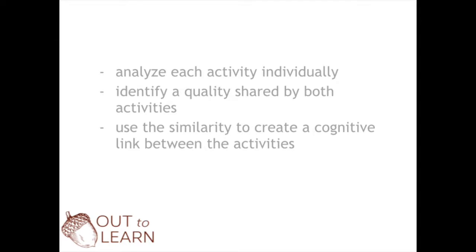This module will teach instructors how to create these transitions in a 3-step process. First, they'll analyze each activity individually. Second, they'll find a quality shared between the activities. And finally, they'll use that similarity to create a cognitive link between the two activities.